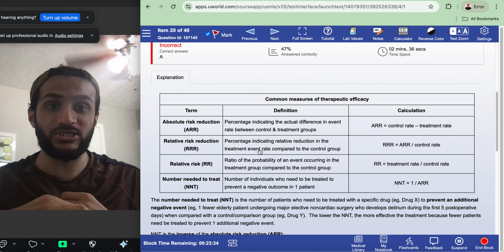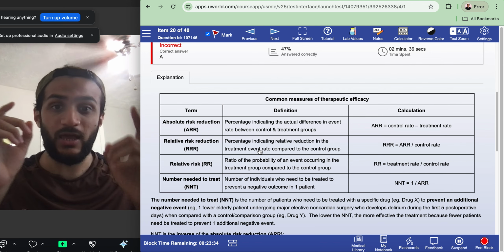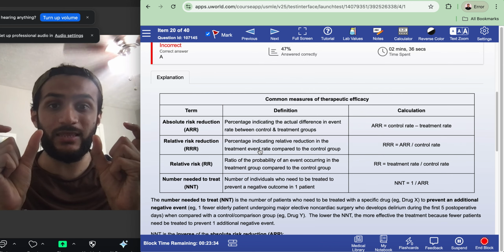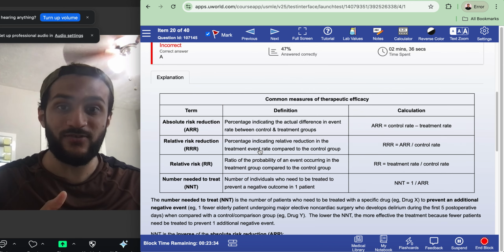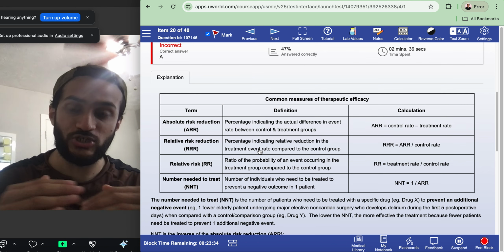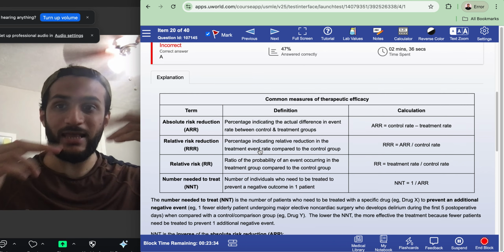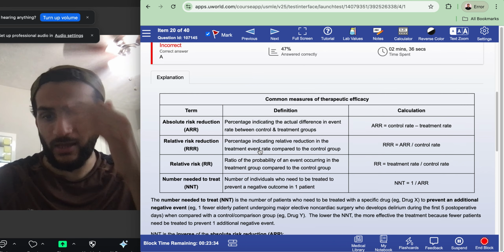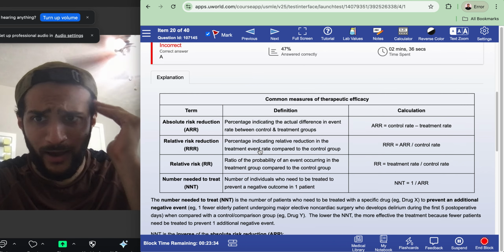So absolute risk reduction is just the difference between event rates, and relative reduction is the percentage indicating the reduction. So this is just looking at the difference in event rate and the reduction. So yeah, that's quite possible.